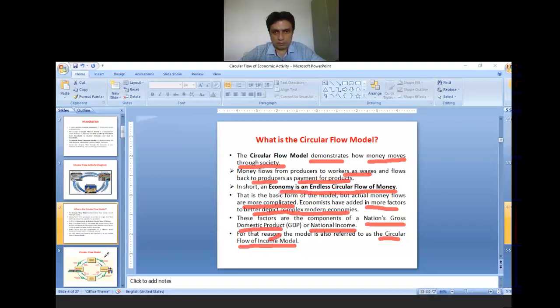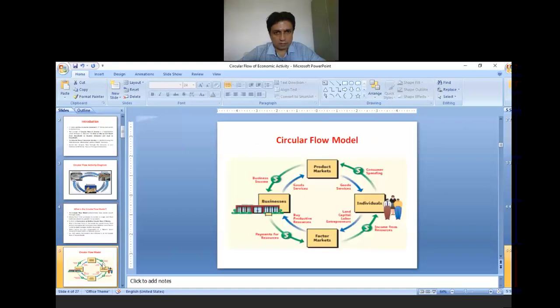So, moving to the next slide. As you can see much more clearly from the diagram, these are the factors or the components of the circular flow. One is the individual, the other is the business. Here only two components are there: one is consumers or individuals, and the other is businesses or firms.